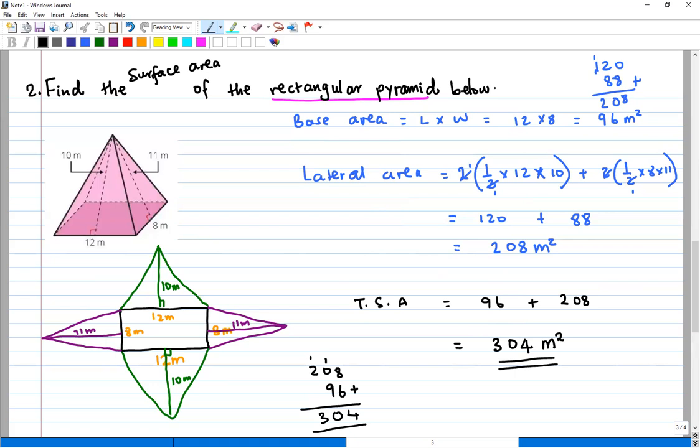Now, I believe that you have got the whole idea of what we mean when we talk about the surface area. Okay, but be careful. Sometimes you may be told to find the base area alone. Sometimes you may be told to find the lateral area alone, or sometimes you may be told to find the total surface area or simply the surface area.